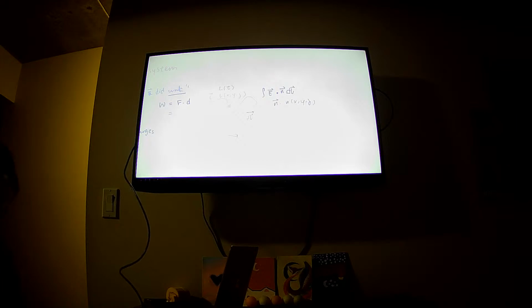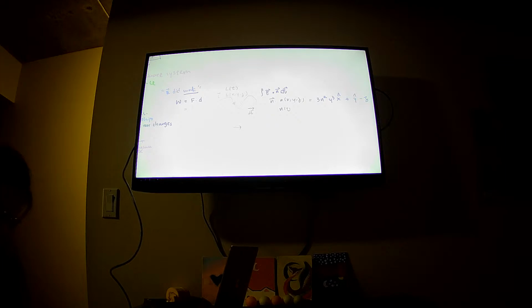Or it can be defined as n of t, and then this could potentially be like 3n squared x, and then y cubed x, plus 1y minus 1z. This is an arbitrary thing in space. Understand? Cool. Do you guys follow this? Okay, sorry. Cool. I'll get there.